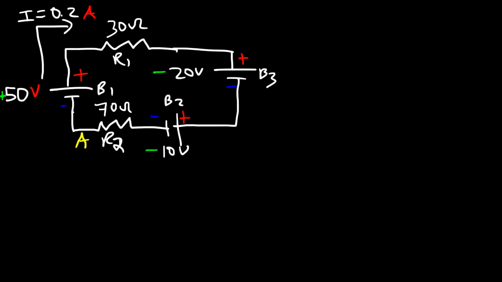Now let's call this point A, B, C, D, and E. Let's calculate the potential at each point, and let's say that A is at 0 volts. So B has to be 50 volts higher because that battery provides energy to the circuit. So this is going to be at 50 volts.